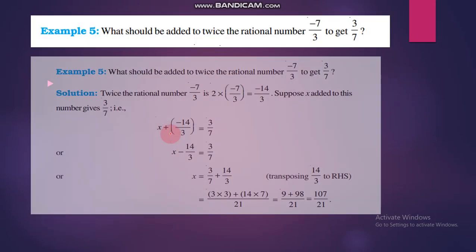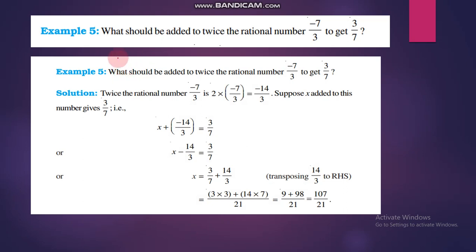Now let's move on to the next example, example number 5. What should be added to twice the rational number minus 7 upon 3 to get 3 upon 7? The condition is that we have to add something to twice this rational number to get this as an answer. First find twice minus 7 upon 3, that is 2 into minus 7 upon 3, and the answer is minus 14 upon 3. Now we suppose to add x to this to get 3 upon 7. So the equation is x plus minus 14 upon 3 is equal to 3 upon 7.